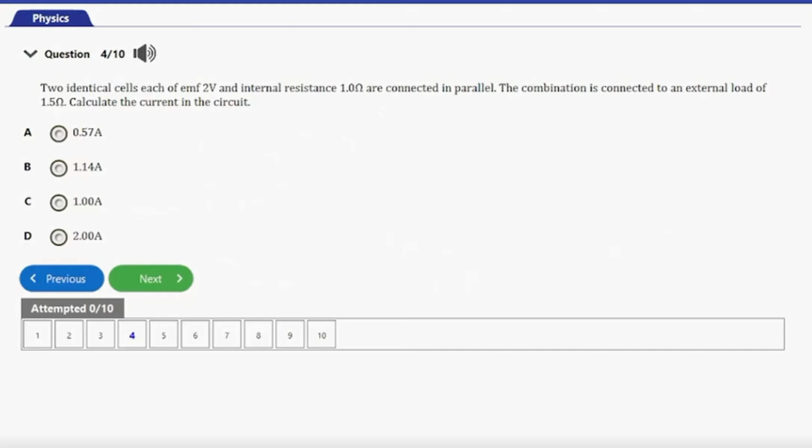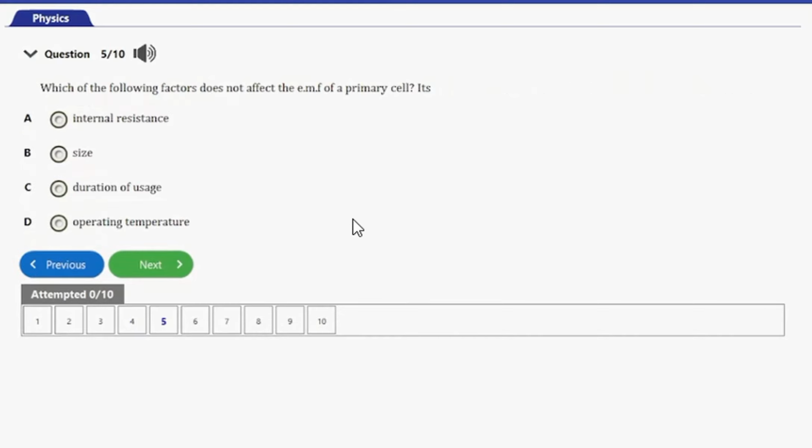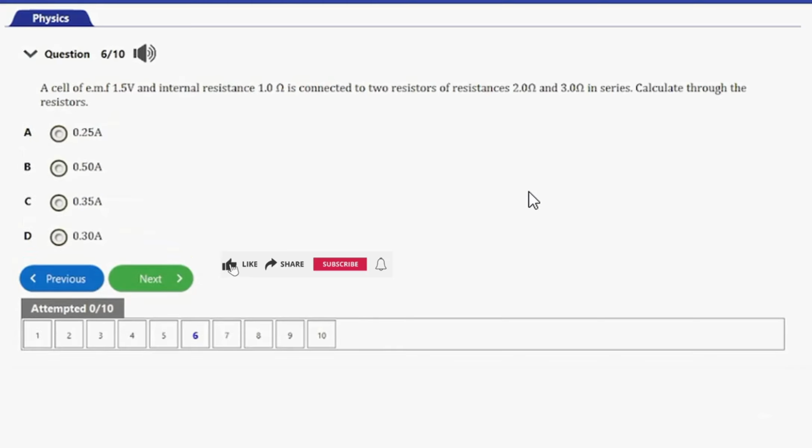Let's go ahead and wipe this, and then let's consider the next question. So guys, the next question is question number 5. It says, which of the following factors does not affect the EMF of a primary cell? A, internal resistance, B, size, C, duration of usage, D, operating temperature. So guys, the answer to this question is option B, and that's size. So let's go ahead and consider the next question. That's question number 6 here.